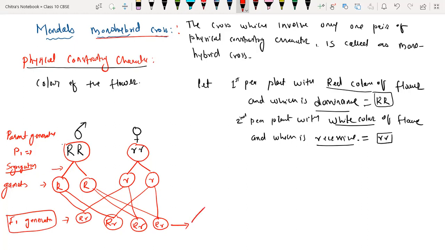But here the red color is dominant, so all the plants of the F1 generation are red in color. I'm writing the character here: all plants are red in color, due to red color being dominant in nature.